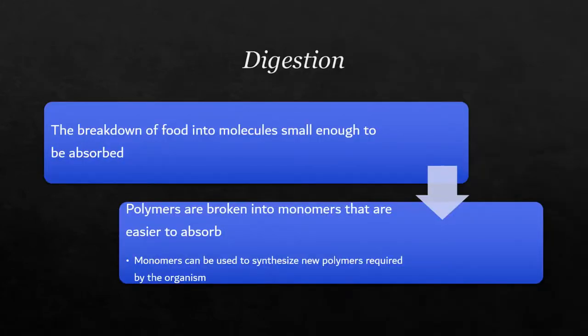Digestion is the breakdown of food into molecules that are small enough to be absorbed. During digestion, polymers are broken down into monomers because monomers are smaller and easier to absorb. These monomers can be used to synthesize new polymers that are required by the organism.